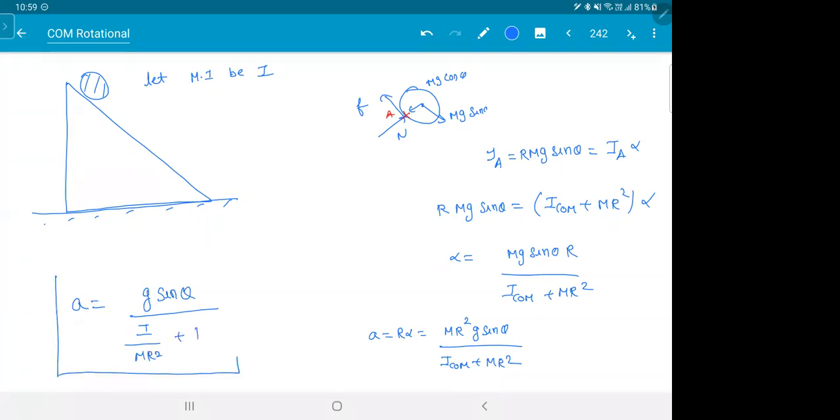Actually, you can remember this result. This is the acceleration of any body on an incline. So I could be anything. I could be cylinder, solid sphere, hollow sphere. You can keep anything you want. This is the general formula of acceleration on an incline. Only thing, instead of writing I of the body, we are writing I as some variable I.